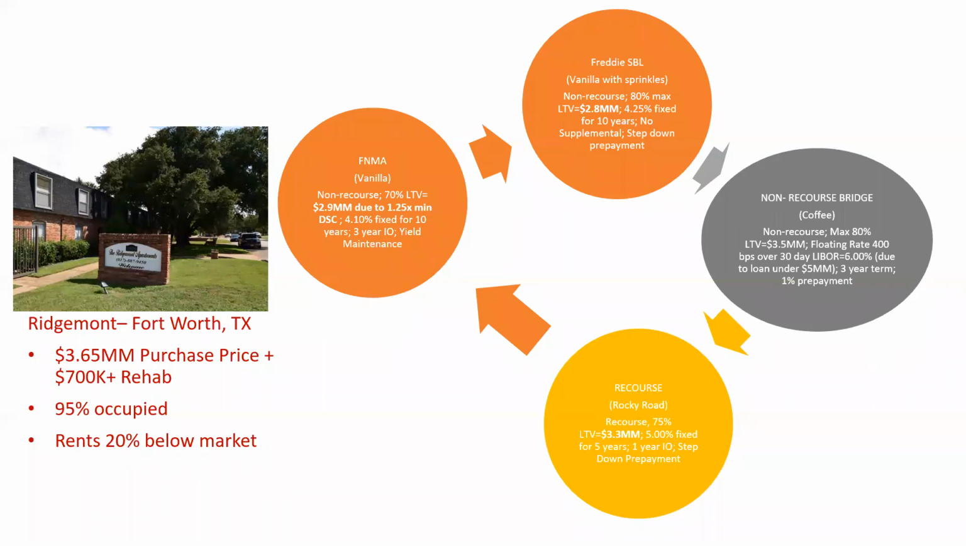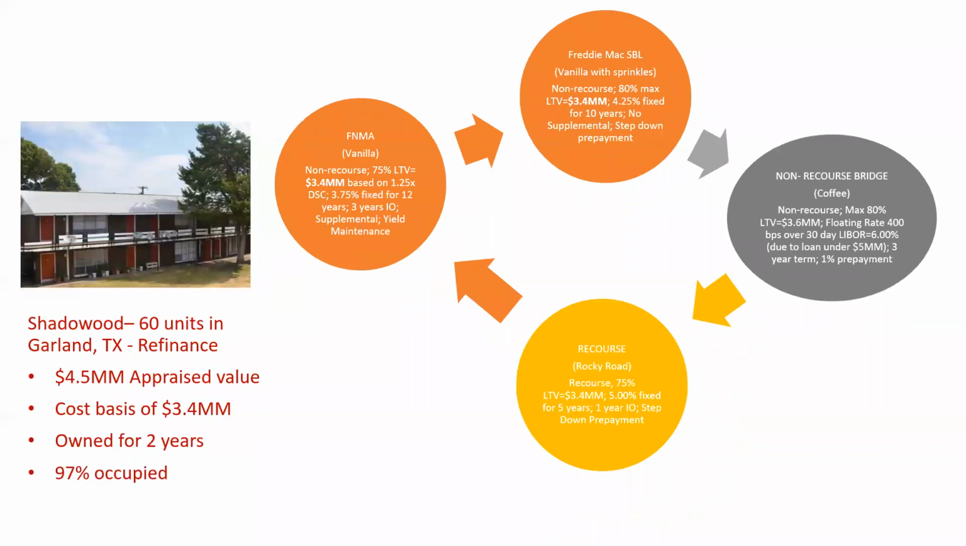And so on this one, they actually ended up going Freddie SBL. And a couple of reasons: they didn't want to do recourse. They didn't want to have a floating interest rate and a short loan term. And so they went with Freddie SBL because of Freddie SBL's ability to offer step down prepayment. And that is a lot easier for when you go to sell the property. You can offer the deal free and clear. So they went with Freddie SBL on this particular one.